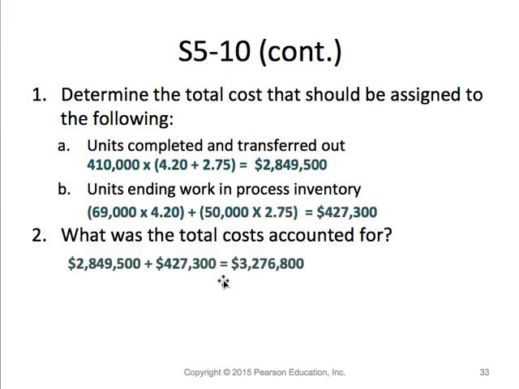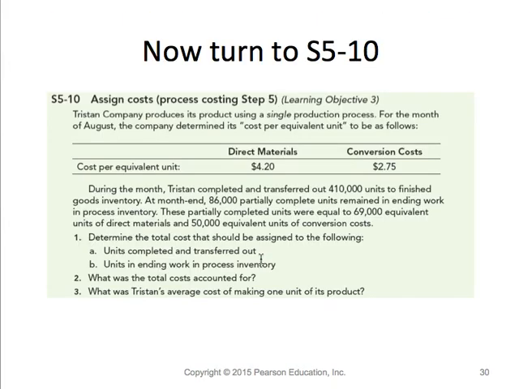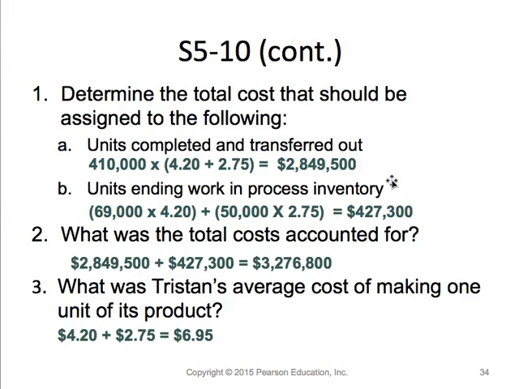Okay, let's put these two together. It's total cost, and what is the average cost of making 1 unit of its product? So it's 4.2 plus 2.75. So 6.95 is the average cost of making 1 unit of its product. All right.